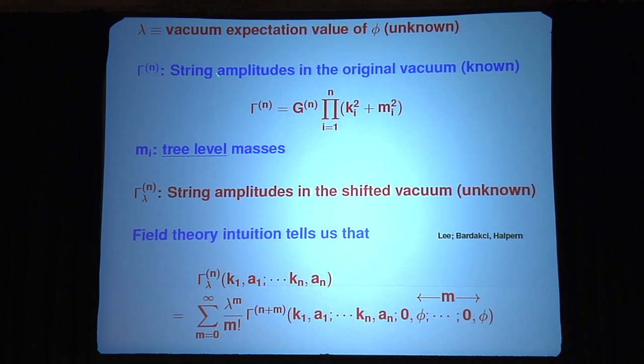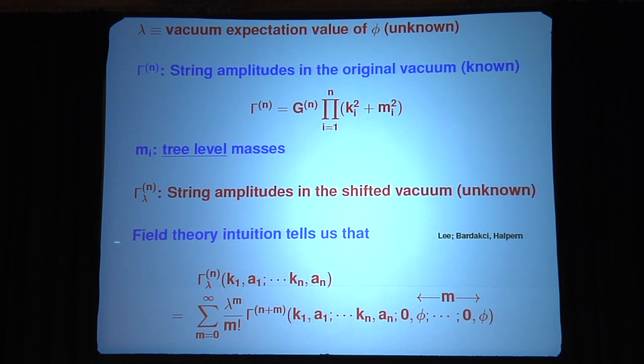And what we mean by string amplitude is what we directly compute in string theory, which is related to the Green's function by truncating the external propagators. M_i here are just the tree level masses of the various particles. Now, we will denote by gamma n lambda the string amplitudes in the shifted vacuum. This is something we do not know, and this in fact is something that we want to calculate.